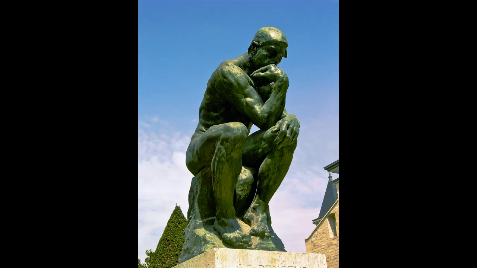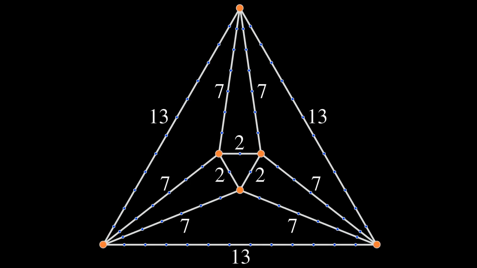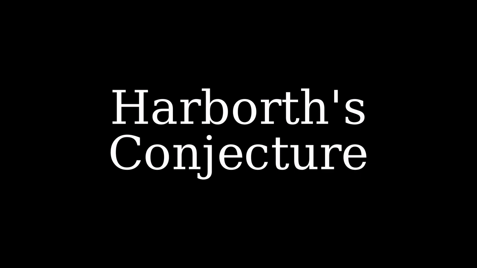If you want to ponder just a little more math, here's a question. Is it always possible to find a straight line embedding of a planar graph where all the edges have integer lengths? Turns out, no one knows for sure. This is called Haworth's conjecture, and it is as yet an unsolved problem.